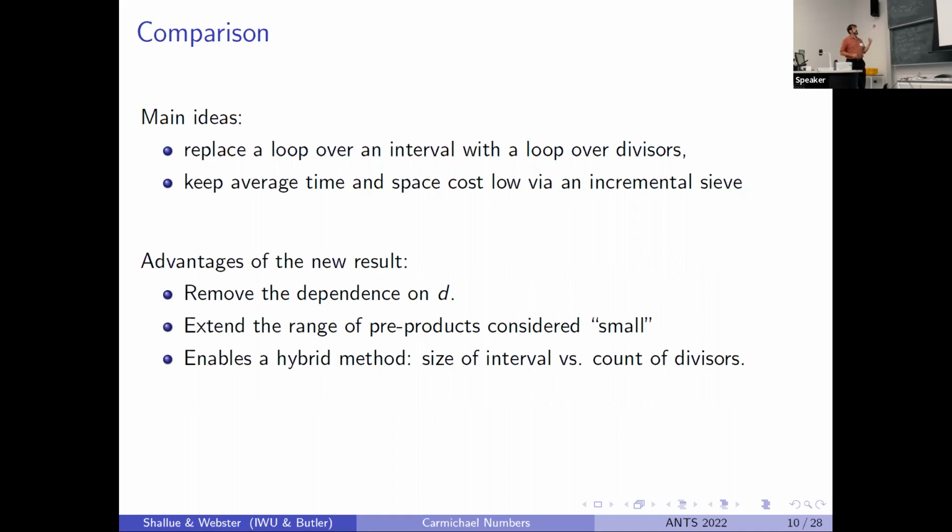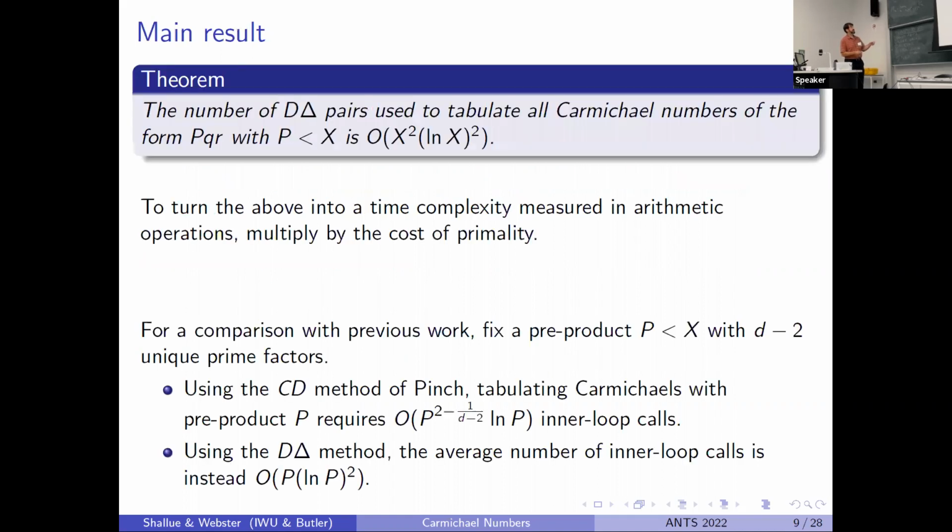And so the advantage of the new result is that we've removed the dependence on D. Let me describe again what D is. If we are fixing a pre-product P with D minus 2 prime factors, the idea of D is that it's the number of prime factors in the Carmichael number that you're constructing. That's what the D notation is.